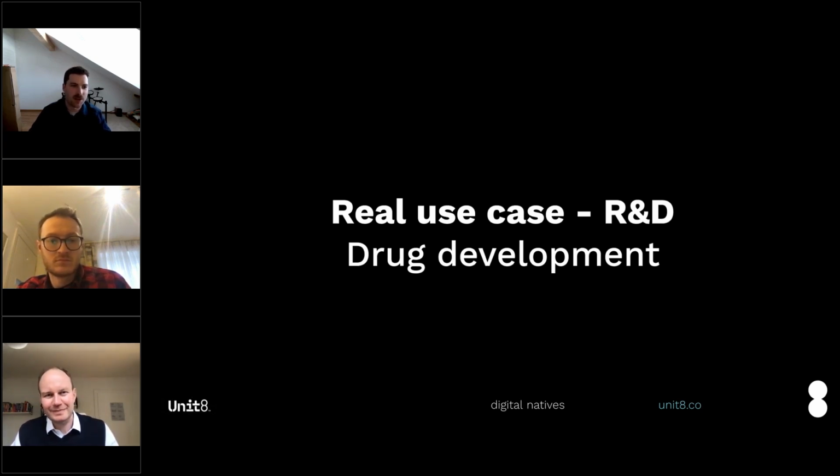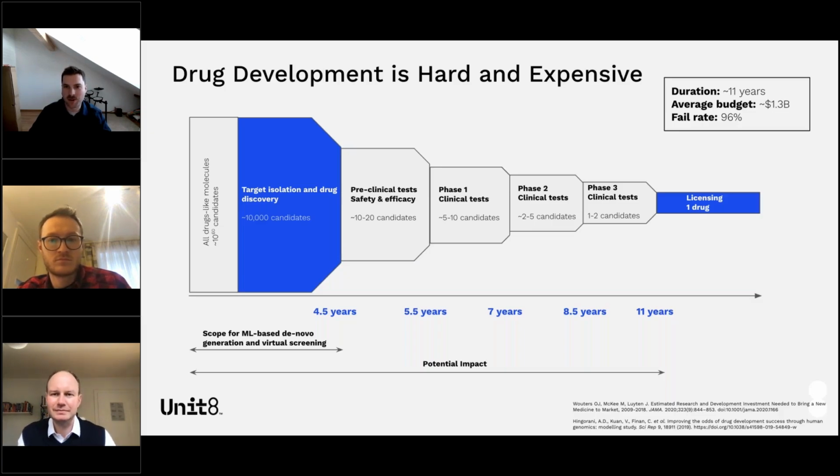So I'd like to talk a little bit about drug development, because this is maybe, I think, today, the most canonical example of where AI and machine learning in particular can have a huge impact in practice. If we look at drug development today, this is a very hard and expensive endeavor. It lasts many years. It costs in the billions of dollars, and it fails quite often at various stages during the drug development.